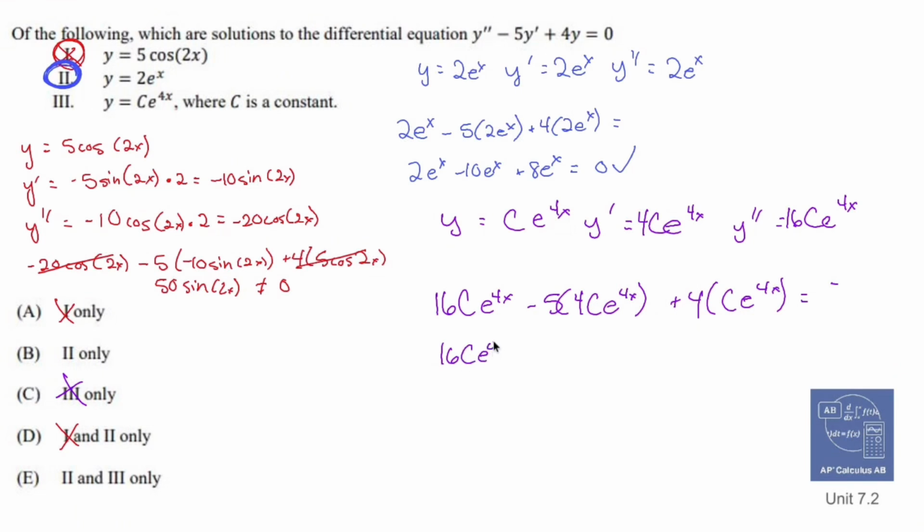16c e to the 4x minus 20c e to the 4x plus 4c e to the 4x. 16 minus 20 is negative 4, plus 4 is 0, equals 0. So you work, which means you also work, which means the answer is going to be 2 and 3. Dos y tres. Very good.